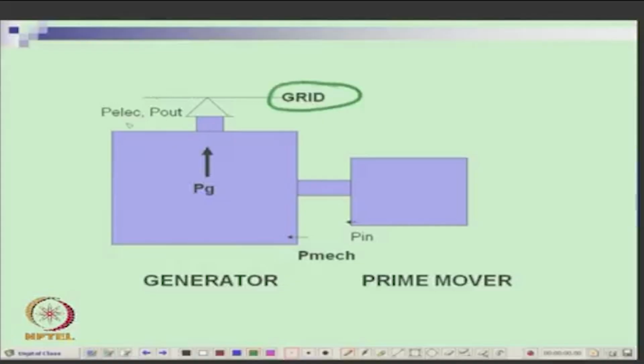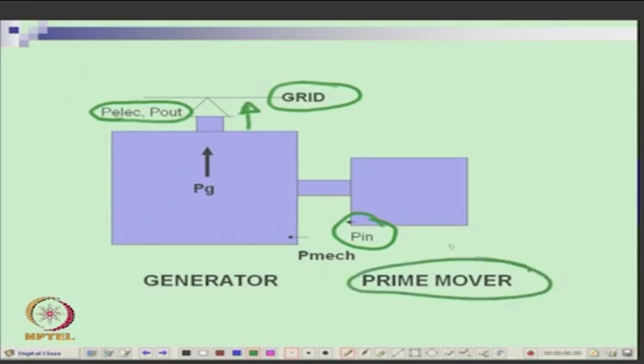So, this is the power flow. You are feeding P electrical or P out to the grid, right, and the power input is from the prime mover here, okay, and then after friction and windage you have P mechanical which you are feeding into the machine. Then after the rotor copper loss you have the Pg, okay. Then of course you have certain losses here, PCU S and PC, then you have the feeding, okay.